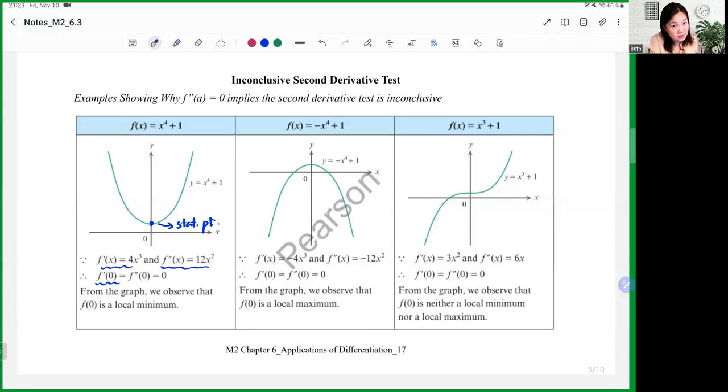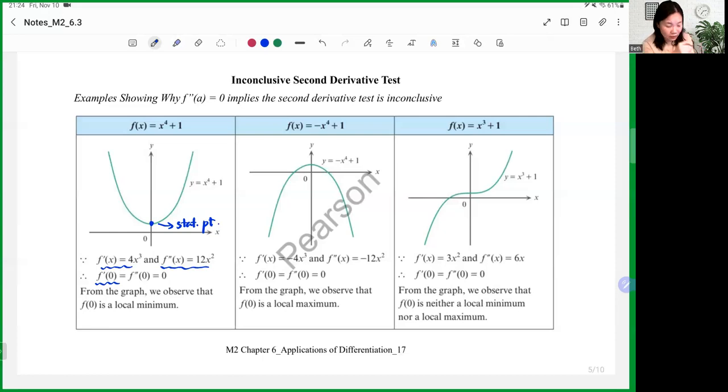Now, from the first derivative, I will find the stationary point, because the first derivative is 0. Here at 0, this point is a stationary point, okay? However, if we look at the second derivative of this function, the second derivative is also 0. Now, what does that mean? That means this one is inconclusive, meaning that we don't know if this is concave up or concave down. Okay, now why don't we know?